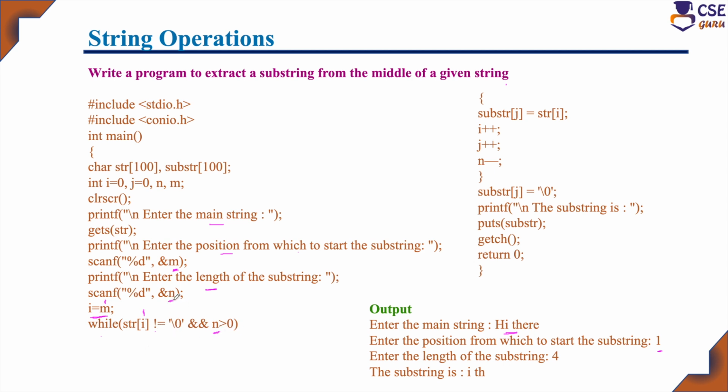n is nothing but the length of the substring. If this condition is true, str of i, that is the position, not equal to /0 and n greater than 0, meaning the length of the substring is greater than 0, then str of i is copied to the substring. Increment i value, j value and decrement n. Okay. So until this while loop condition is true, copy str of i to substring of j. Then you will get the substring here. So starting from the first position to the fourth position, this copying will be done. Okay. Then you will get this substring.